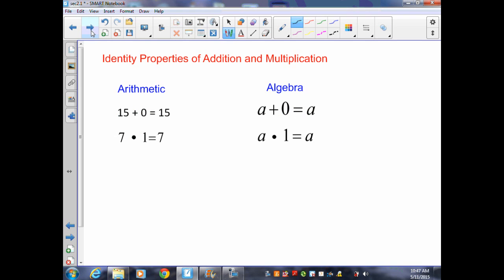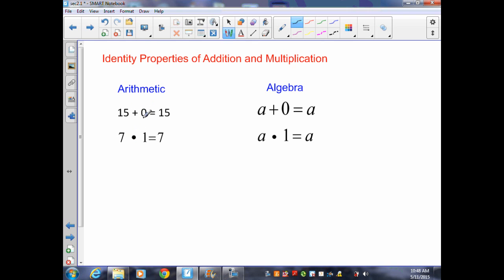Our next is the identity property of addition and multiplication. This kind of means no matter what I do to one side, it doesn't change the value. It still remains itself. In other words, for the arithmetic version, if I have 15, 15 plus what value will still get me 15? That would be 0. So 15 plus 0 is 15. For multiplication, I can't use 0 because 0 times anything is 0, so it changes the outcome. I want 7 times what number gets me back to 7, and that would be times 1.